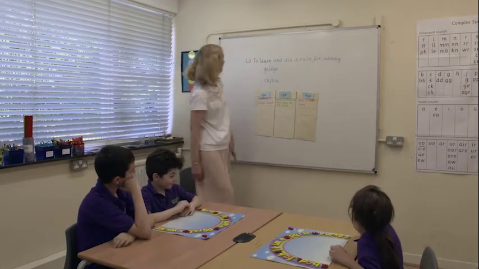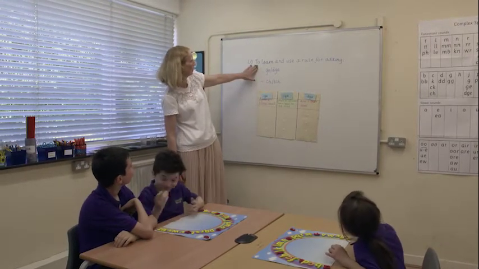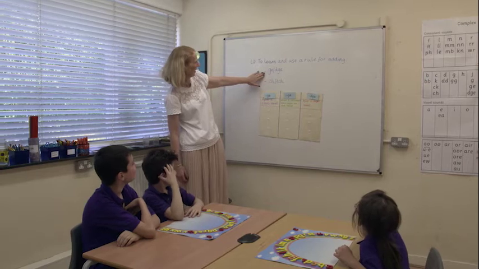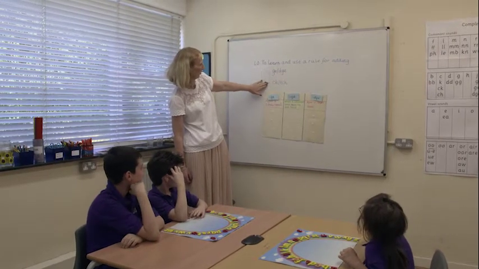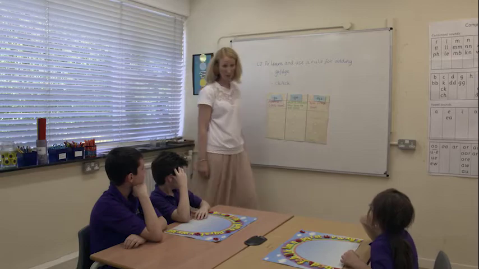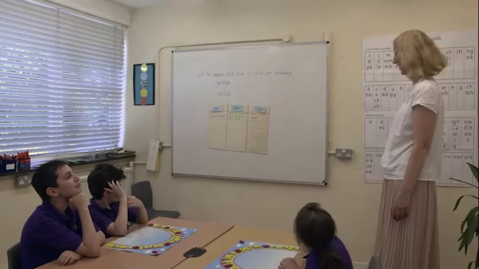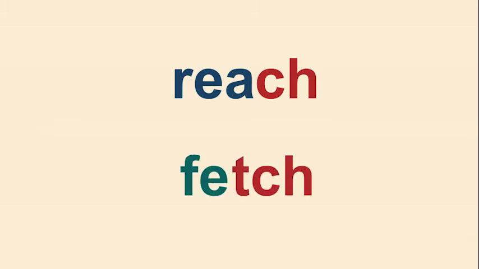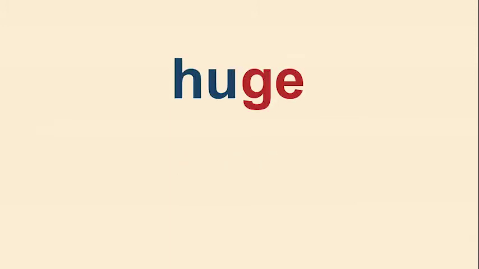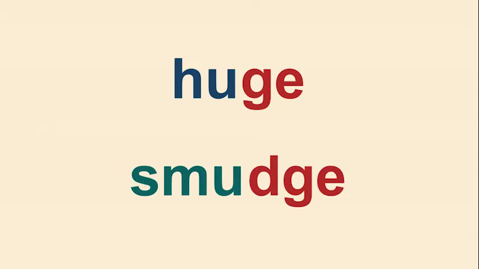Today our learning objective is to learn and to use a rule for adding these endings, the j ending and the ch ending. It's important for children to learn that, apart from a few common exceptions, a word will usually end in ch following a long vowel sound or vowel digraph, and tch following a short vowel sound. Similarly, words end in ge following a long vowel sound and dge following a short vowel sound.